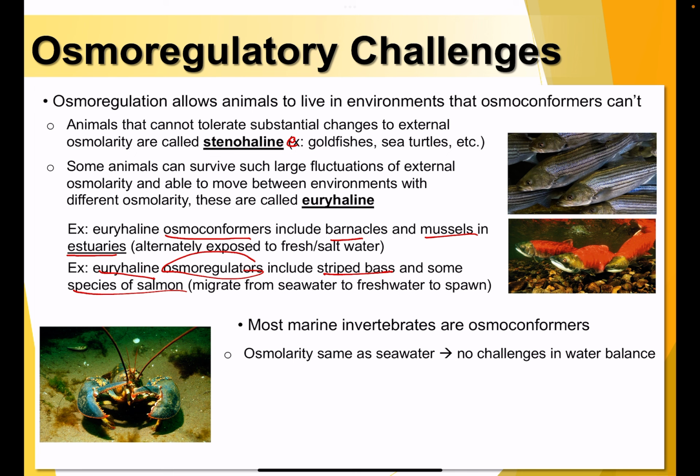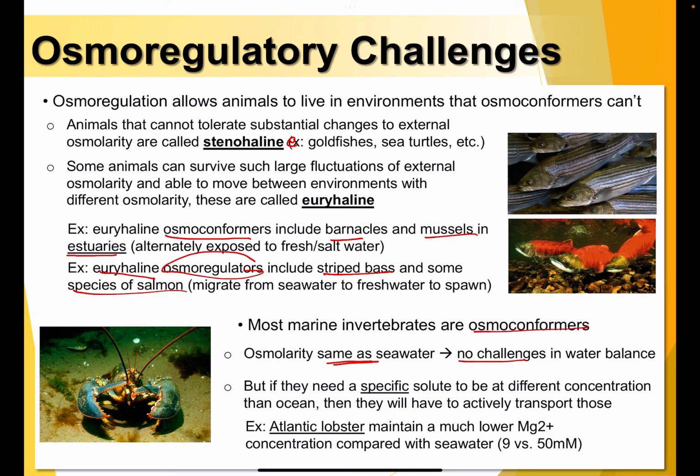All right, so most marine invertebrates are osmoconformers, like I was talking about. Remember, osmoconformers have osmolarity that is the same as the seawater. They have no challenge whatsoever in water balance because whatever's inside their body has the same solute concentration as the water around them. So they don't have the problem of peeing a lot or peeing little and getting salt out of their gills.